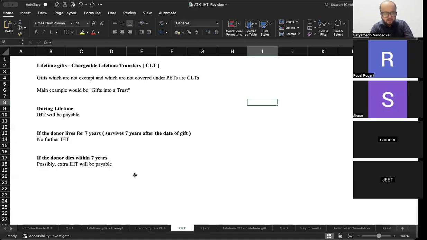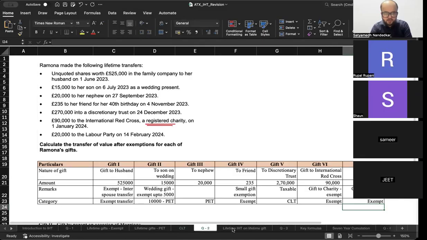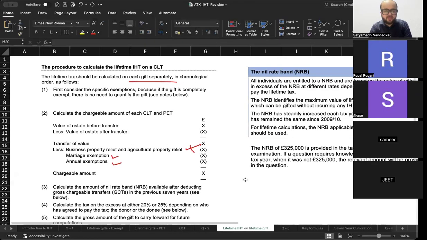Now, during lifetime, IHT will be payable. If the donor lives for another 7 years, then no further IHT. If the donor dies within 7 years, then possibly there is extra IHT. Now, how to calculate lifetime IHT on lifetime gifts? First of all, you should calculate the transfer of value. Transfer of value is calculated as the value of the estate before the transfer, compared with the value of the estate after the transfer. That is your transfer of value.